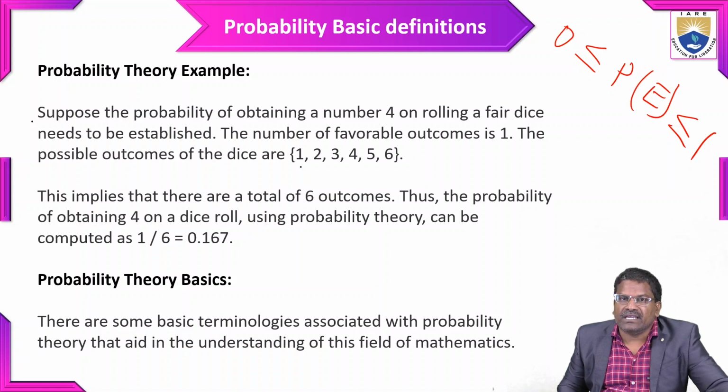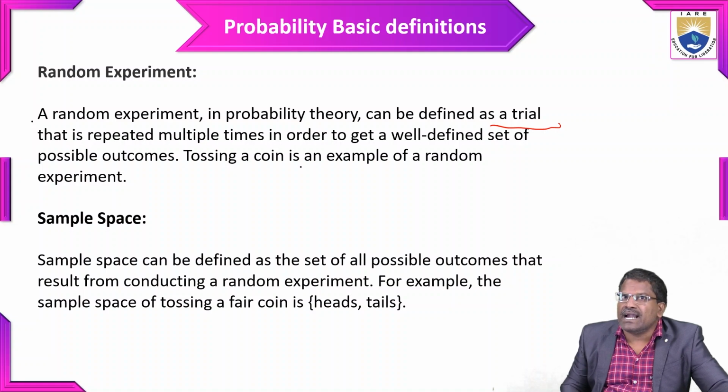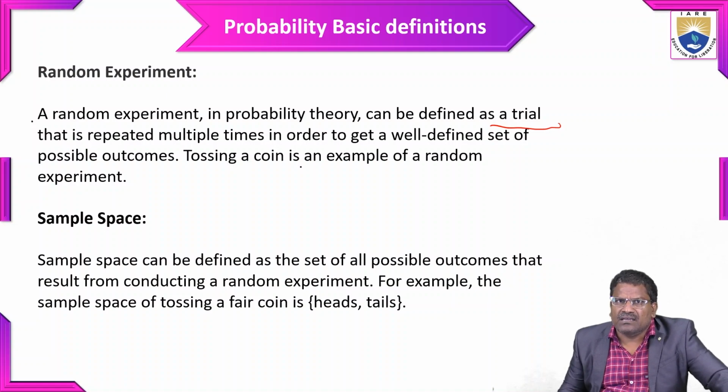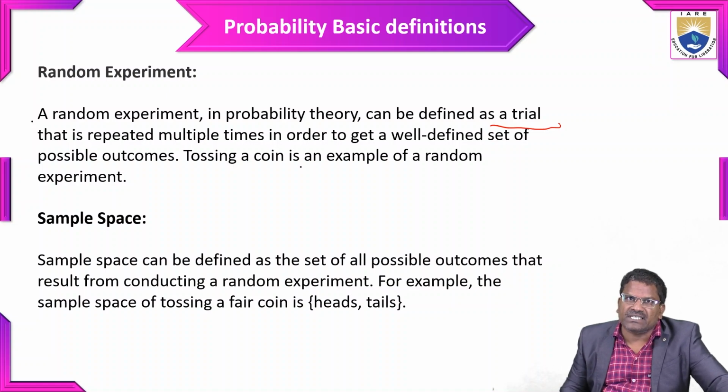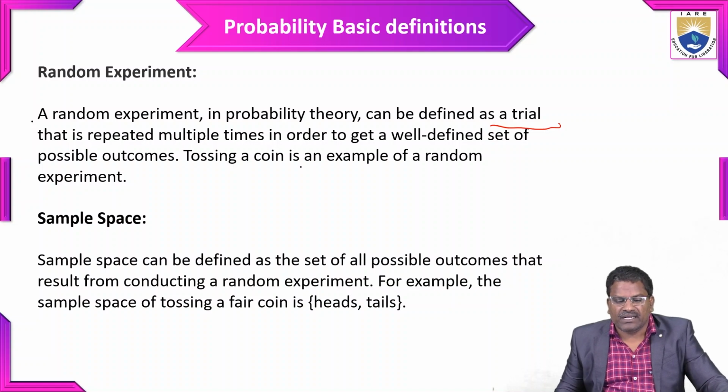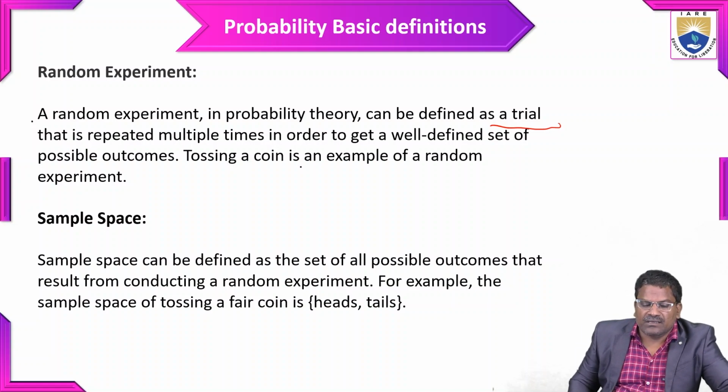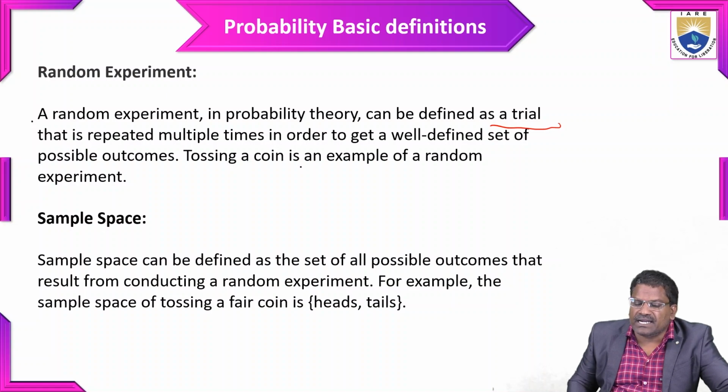So, we can define probability theory using the sample space and all these things. Random experiment: in probability theory, it is nothing but a trial that is repeated multiple times in order to get a well-defined set of possible outcomes. It is called a random experiment. Next, sample space. Sample space is the set of all possible outcomes that result from conducting a random experiment.